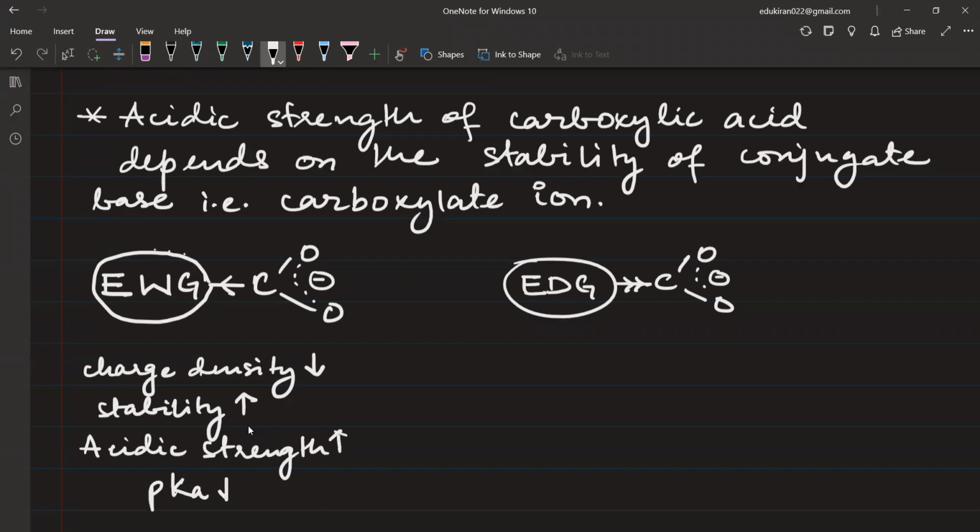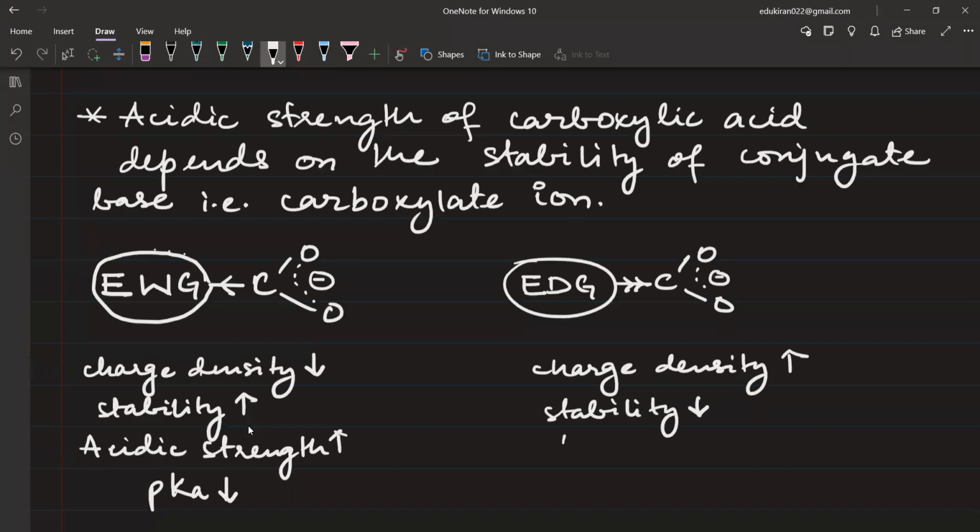pKa कम होगा, ठीक है ना? pKa से भी रिलेटेड आ सकता है कि आप इसको pKa के ऑर्डर में लिखे, pKa के ascending order, descending order में लिखे. So always remember acidic strength is high, so pKa is going to be low. In this case, the charge density is increasing. That is why stability is decreasing. Acidic strength is decreasing. The value of pKa is going to increase in this case.